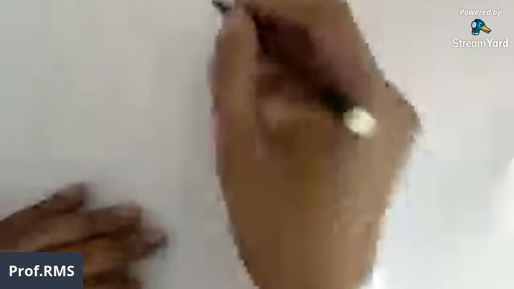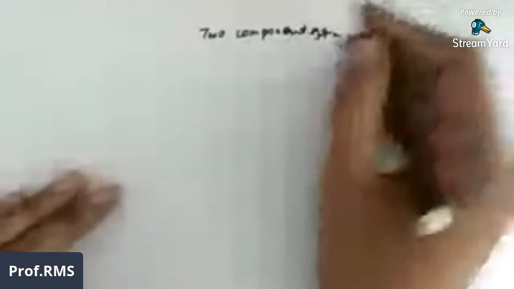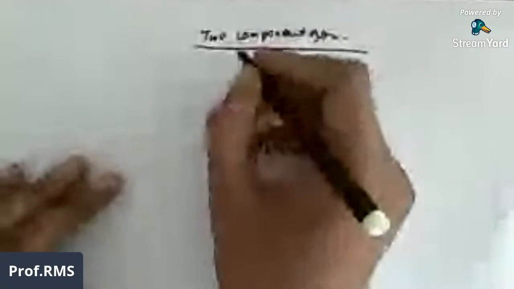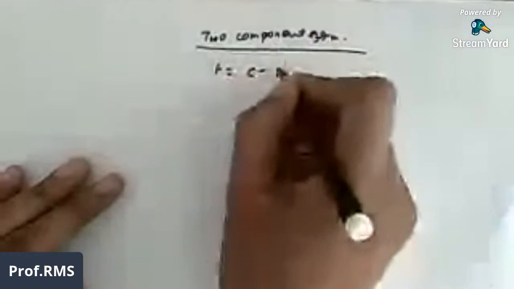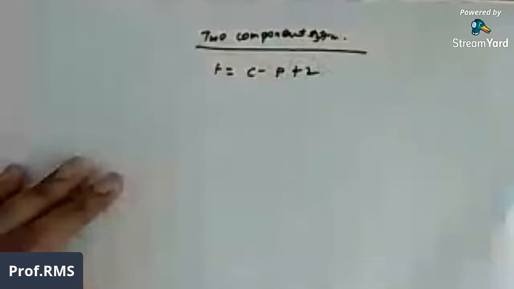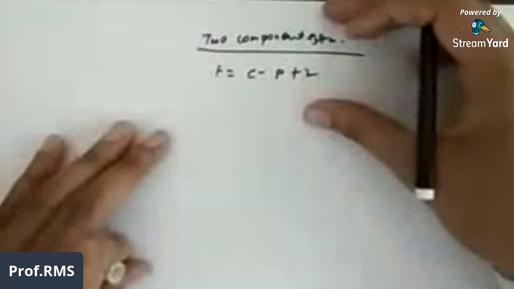Two component system. So what actually is a two component system? The system where a maximum of two components are there, such a type of system is known as a two component system.